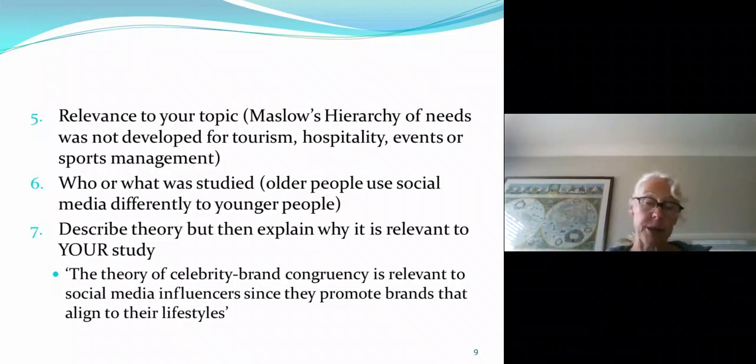And then I've mentioned describing a theory and explaining why it's relevant to the study. So, for instance, last year I had a student who was looking at social media influencers, and she went back and looked at celebrity endorsement theory, and in the end she used a particular strand of that theory, which is celebrity brand congruency, and explained why it was relevant to social media influencers, because they are promoting brands that align to their lifestyles, and therefore this theory, which looks at how the celebrity lifestyle links to the brand, was quite important.